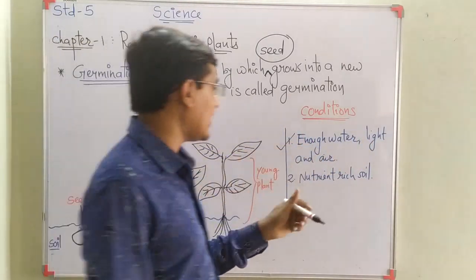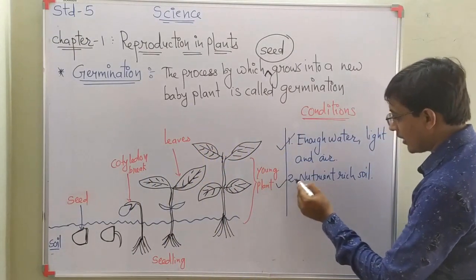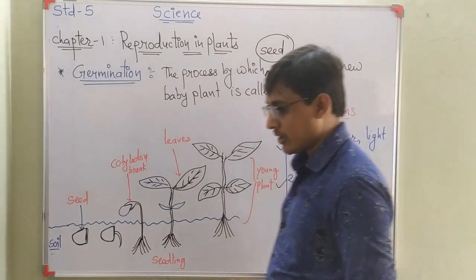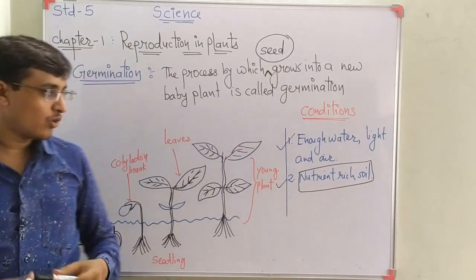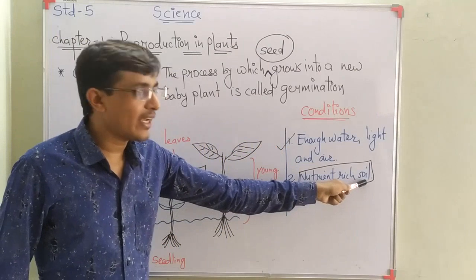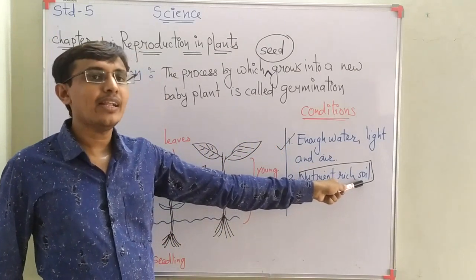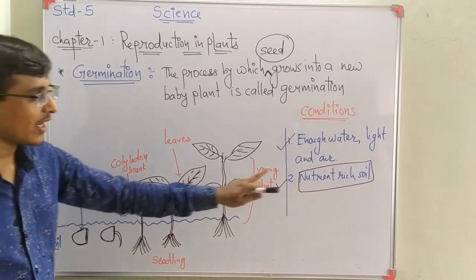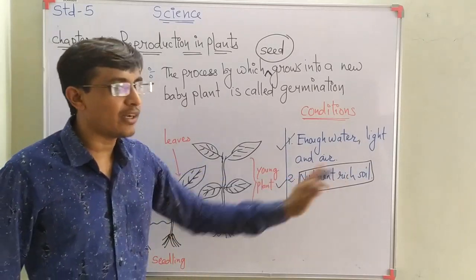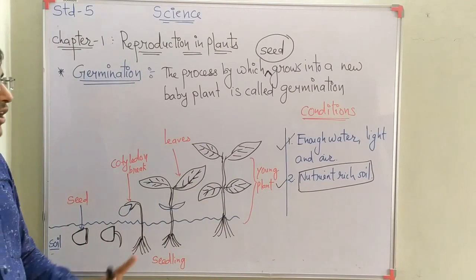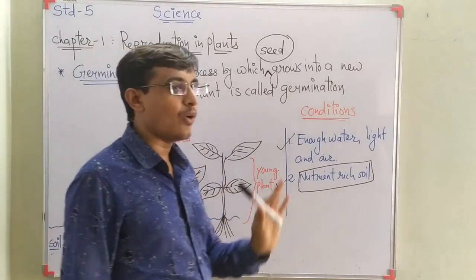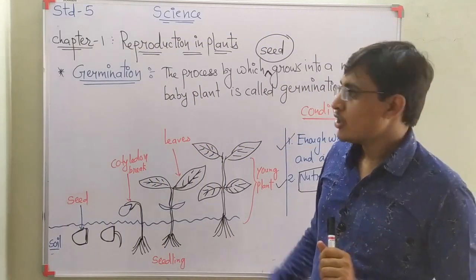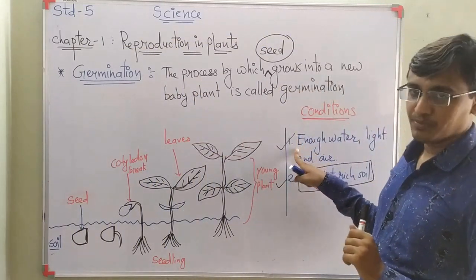And the basic need is nutrient-rich soil, because the seed needs nutrients, that is energy, to grow. From the soil the seed gets nutrients. So the basic point of the condition is that the soil must be nutrient rich. If the soil is not nutrient rich, then the seed will not be able to grow and will not produce a new plant. So these are the important conditions.